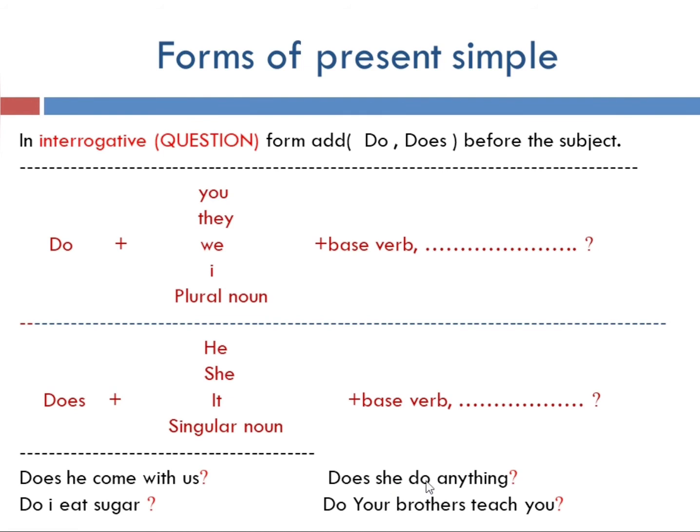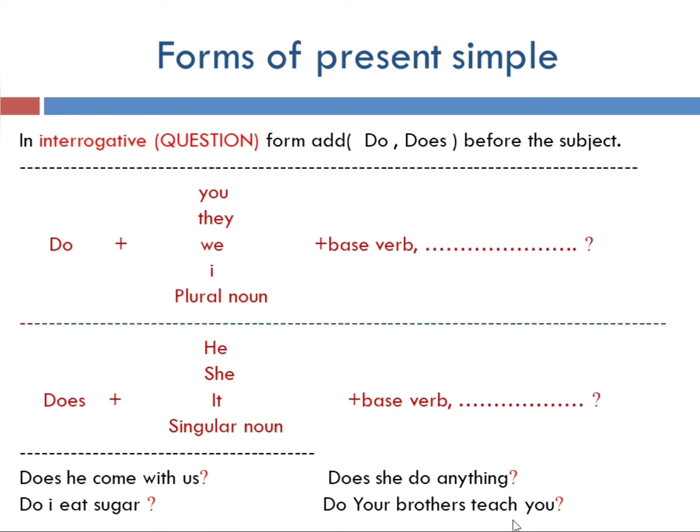In this example, does she do anything? For this "do," you see that it is a main verb, and it's not this "do." They are different. Does she do anything? And for that one, do I eat sugar? And we add a question mark.